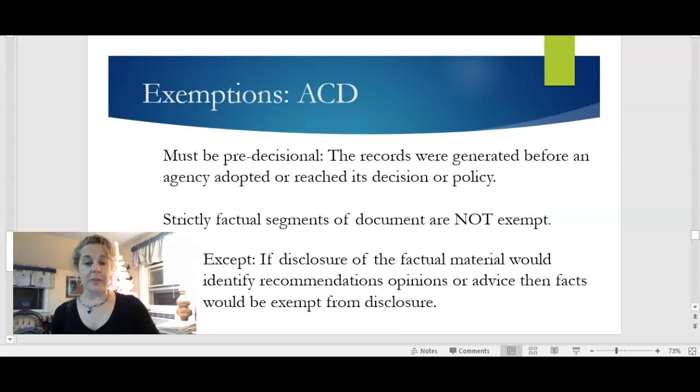Okay, a requirement for something to be ACD is that it must be pre-decisional. The records must have been generated before the agency adopted or reached its decision. Strictly factual segments of a document are not exempt, so those would have to be disclosed. So again, you have a situation where you would be disclosing the document but redacting certain segments.